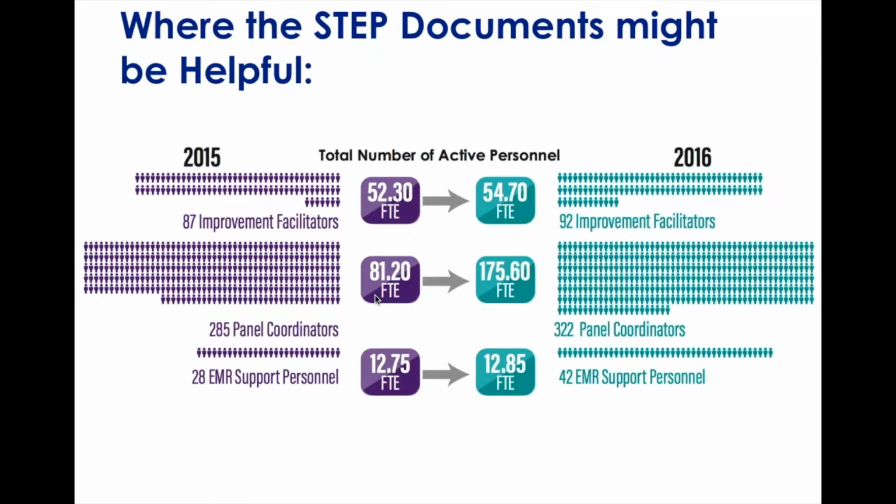You'll see there that in 2015 we had 87 improvement facilitators, approximately 52 FTEs. And then in 2016, we saw a little jump, a few more bodies and a small increase in the full-time equivalency. But when we take a look at the next line, we'll see that we had started to get a critical mass of panel coordinators, a total of 81 full-time equivalents. And then in 2016, we see that number more than double, which is pretty fantastic in terms of the full-time people out there working in the clinics and doing exactly the work that we covered last week.